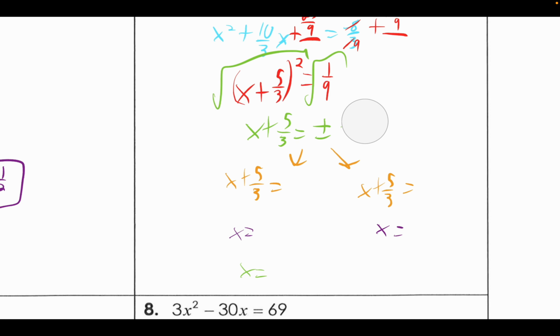Alright, this should never have been 1 over 9 in the green. That should have been 1 over 3. That's important because the square root of 9 is 3. And that's going to matter here because now as we have 1/3, we no longer have to worry about common denominators. The denominators are already, well, common. So as we subtract 5/3 on both sides, we get negative 4/3. And then over here we get negative 6/3, which is just negative 2.